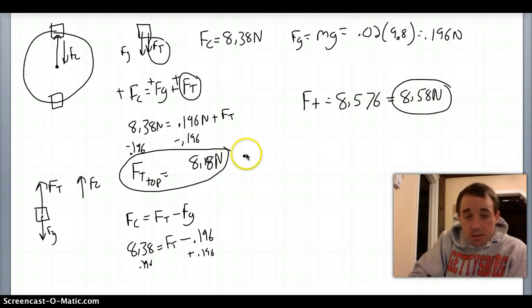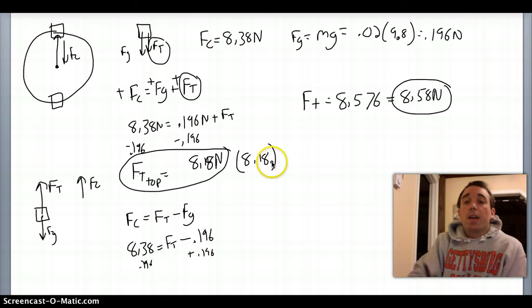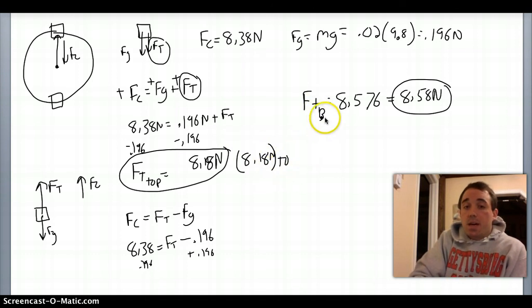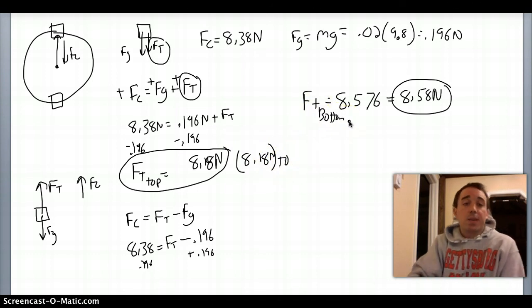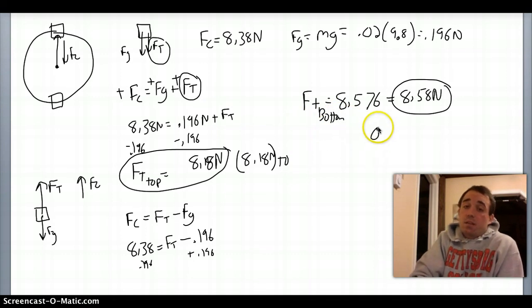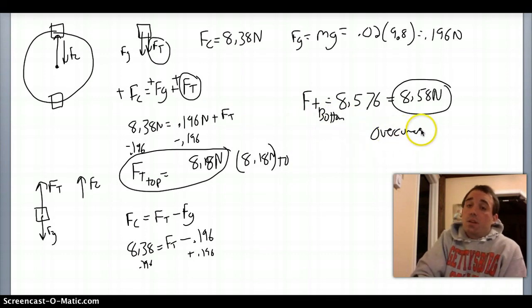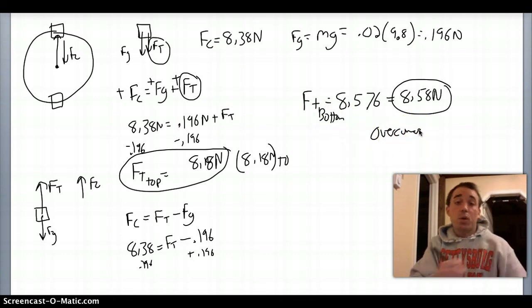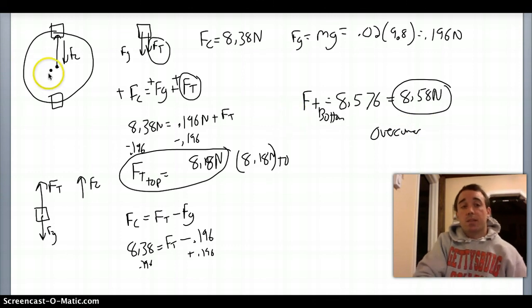So this one was 8.18 newtons, sorry, it wasn't written very nicely. When you're at the top, versus when you're at the bottom, it's increasing because you have to overcome gravity. So to overcome gravity, you have to push harder, you have to pull harder. So this rope is more likely to break.